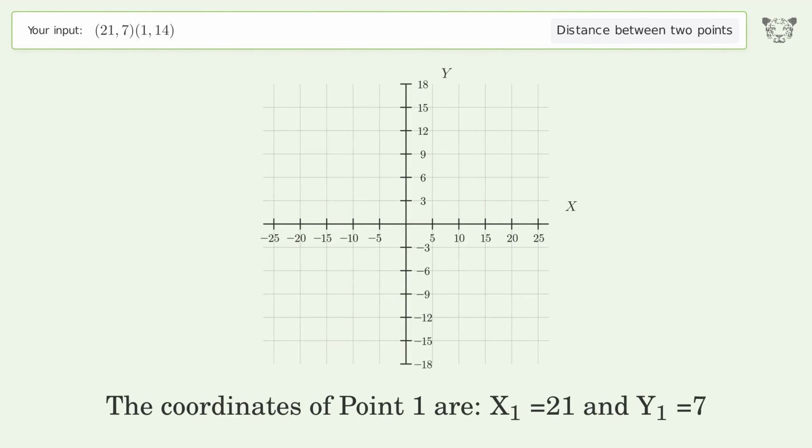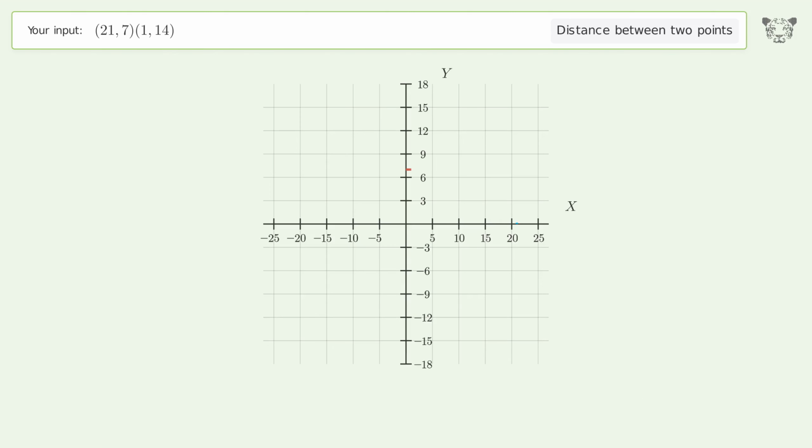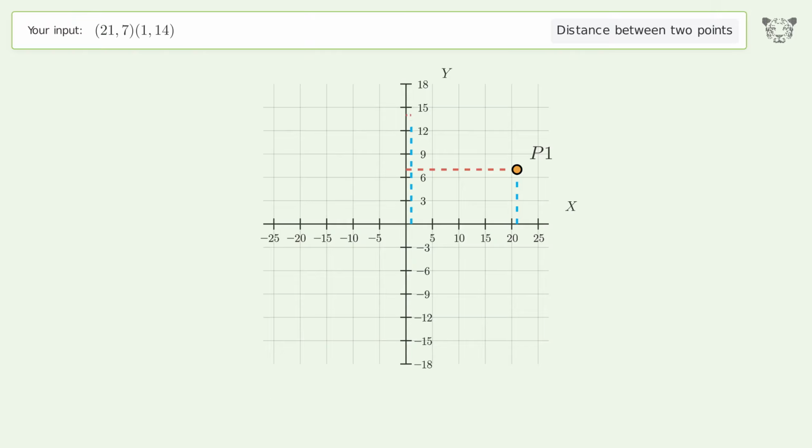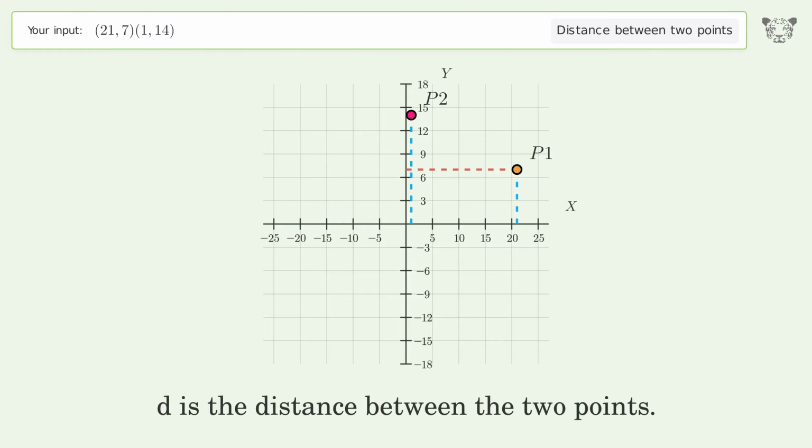The coordinates of point 1 are x1 equals 21 and y1 equals 7. The coordinates of point 2 are x2 equals 1 and y2 equals 14. D is the distance between the 2 points.